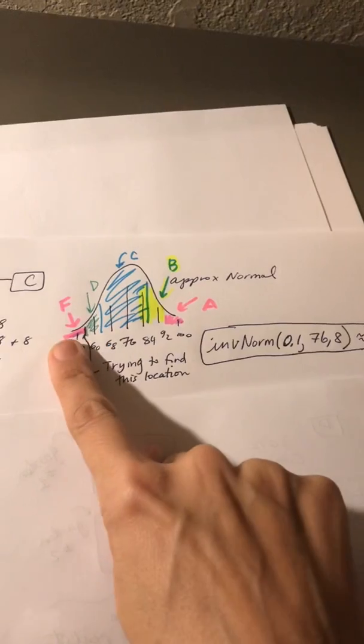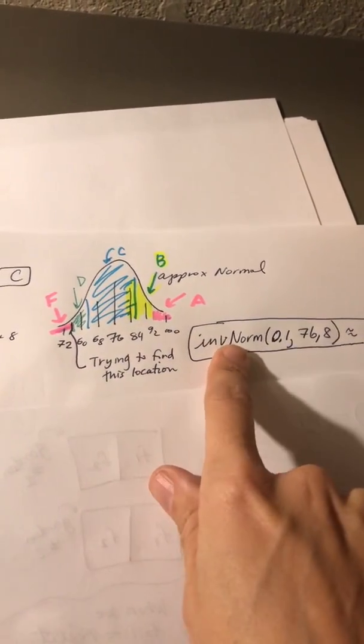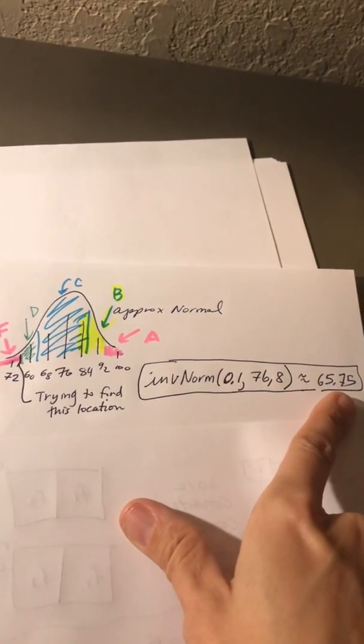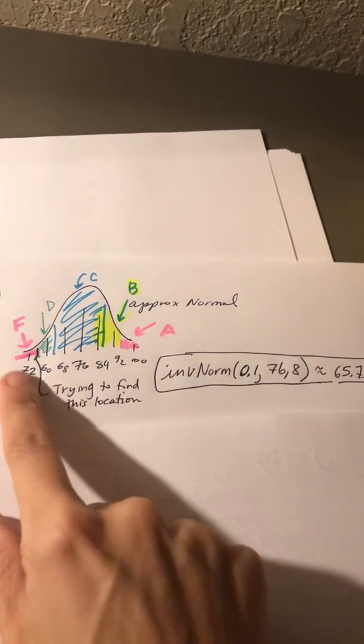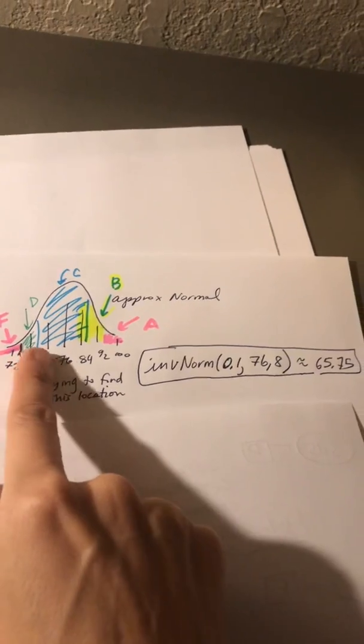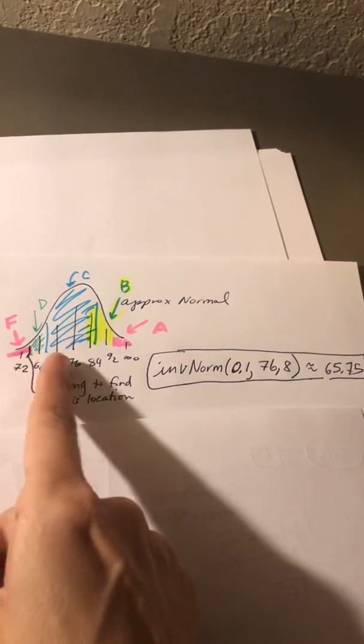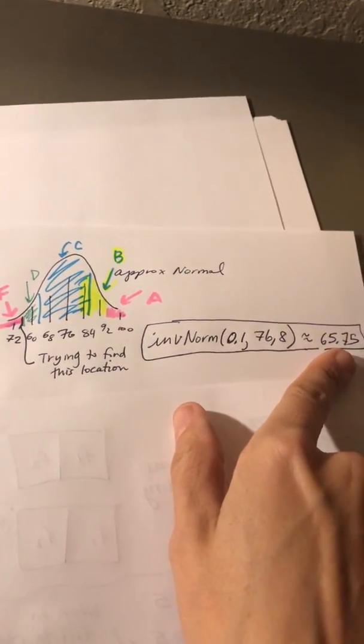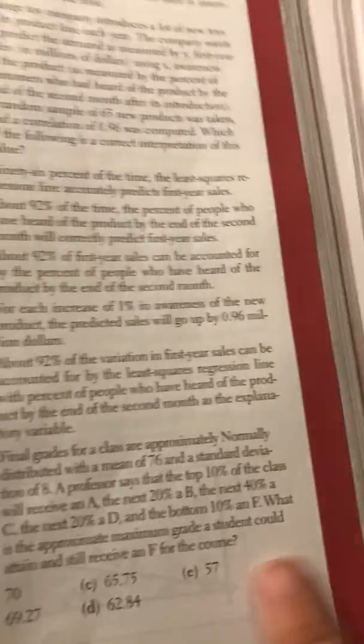And when we know the area under the curve to the left, we can use inverse normal with our mean and standard deviation. So that would be a grade of about 65. And actually my picture doesn't look very much to scale because it would have landed somewhere in there. But I got 65.75 when I used this in my calculator. And that was choice C.